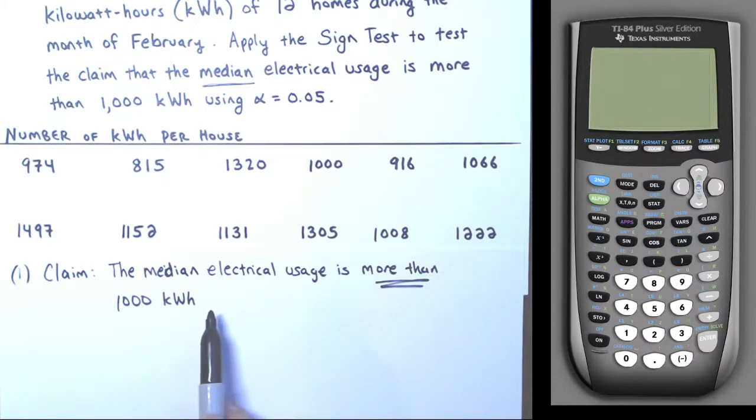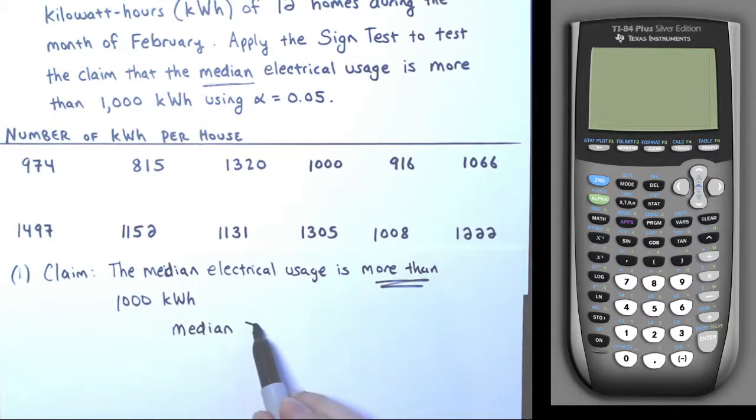So this is about the entire population of people using electricity in this town or state or whatever this is. Now, if I want to put this in another way, using some symbols, this is saying that the median electrical usage, I'll just say median, is greater than 1,000 kilowatt hours. Another way to put it: the median minus 1,000 is greater than 0. Or 1,000 minus the median is less than 0. You can put it all sorts of different ways.